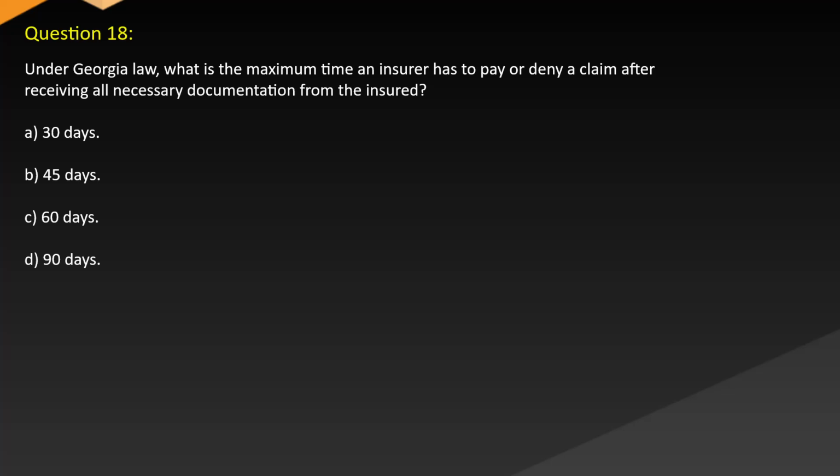Question 18. Under Georgia law, what is the maximum time an insurer has to pay or deny a claim after receiving all necessary documentation from the insured? A. 30 days. B. 45 days. C. 60 days. D. 90 days.